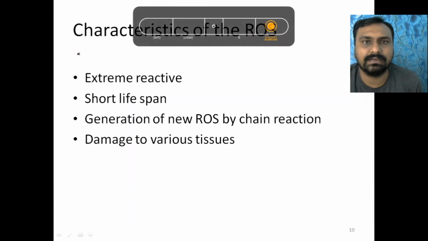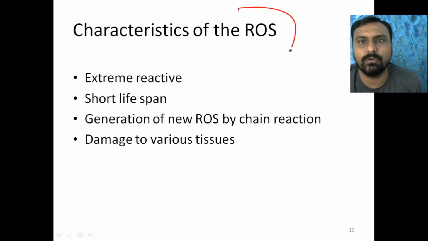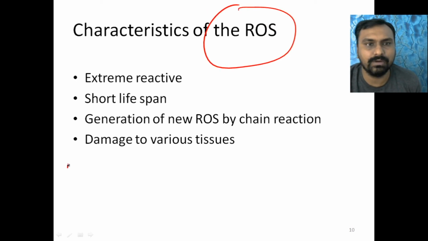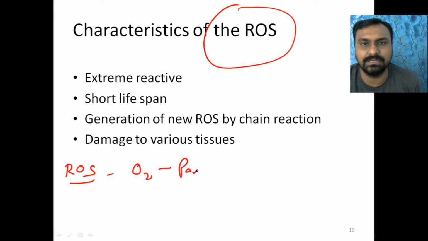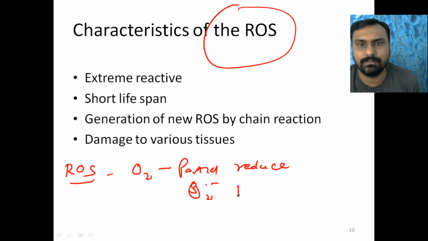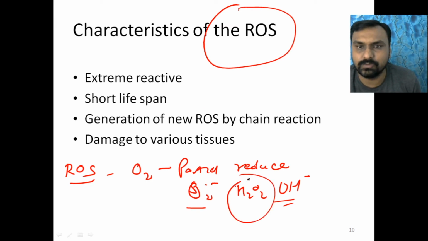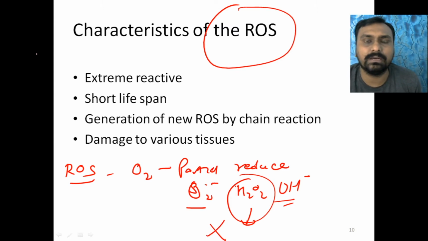Now, what are the characteristics of reactive oxygen species? We know reactive oxygen species form when oxygen is partially reduced. It may form the superoxide radical, H2O2, or the hydroxyl radical, but reactive oxygen species may not be free radicals. Like H2O2, it is a reactive oxygen species, but it is not a free radical. Understand?